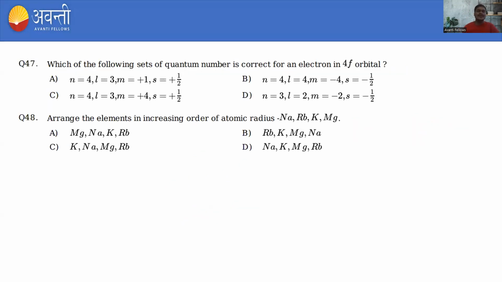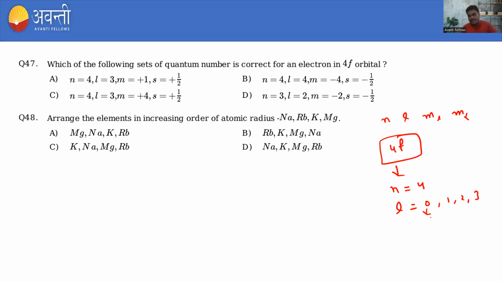Let's see the next. In question 47: which of the following sets of quantum numbers is correct for a 4f orbital? If I'm talking about quantum numbers, we have a set of four: n, l, ml, and ms. In 4f, n is equal to 4. What is l? We know the values 0, 1, 2 and 3. 0 represents S, 1 represents P, 2 represents D, and 3 represents F.